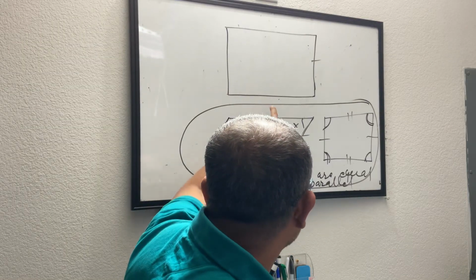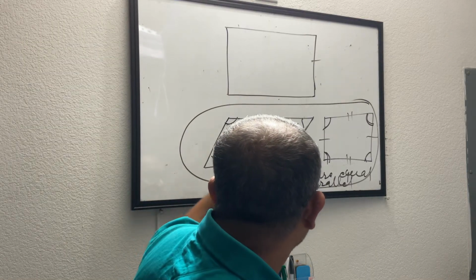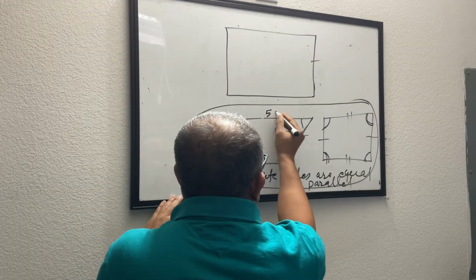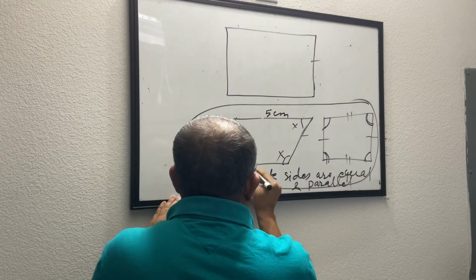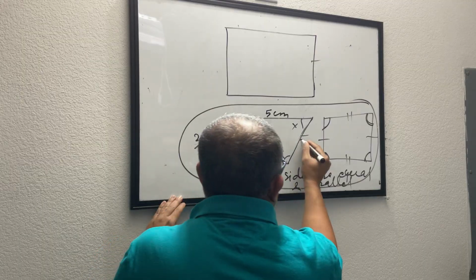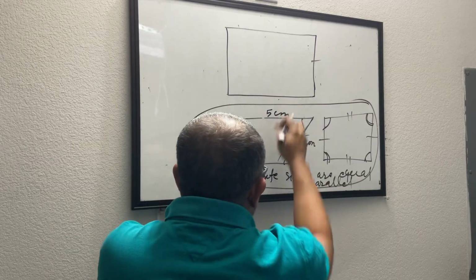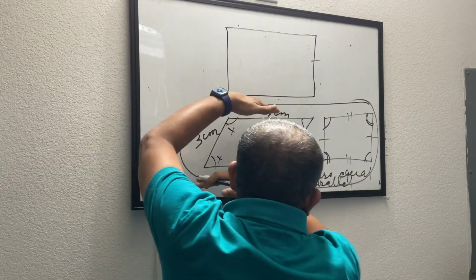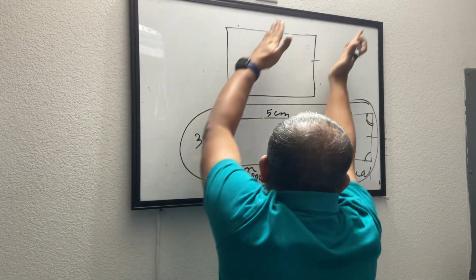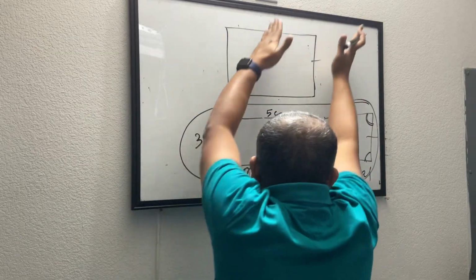So this side and this side are parallel and equal, and this side and this side are parallel and equal. Meaning if this is 5 centimeter, this is 5 centimeter. This is 3 centimeter, this is 3 centimeter. The opposite sides are equal and they are parallel also, they will not meet. If you extend this one, it will keep going like a railway track, it will not meet.